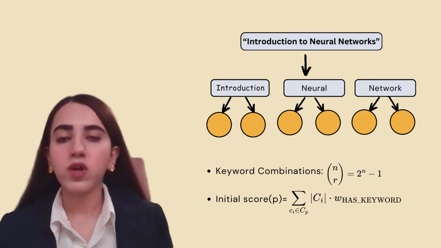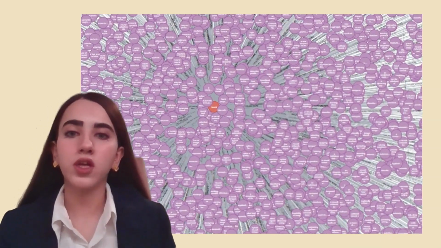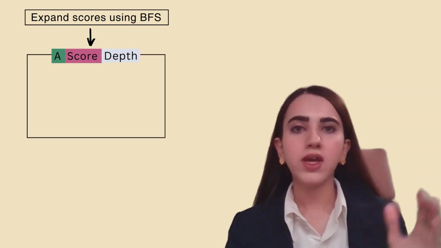For example, the word neural would have more than 1,000 papers connected to it. This would mean more than 4,000 initial nodes. We then expand the search from the initial nodes using BFS logic. Every node in the priority queue would have a score and a depth.